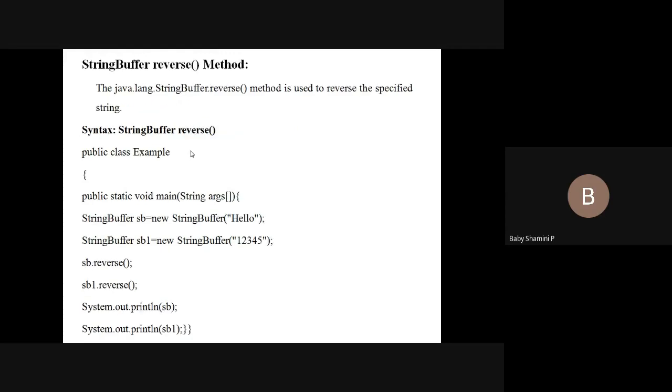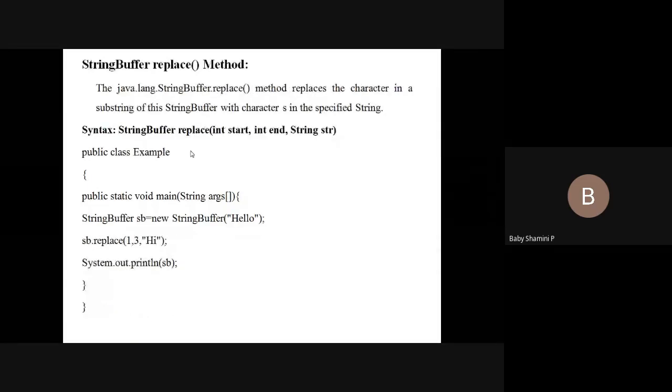Next one is the reverse operation. If you want to perform a reverse operation, directly give the object name dot reverse of. It prints the statement in reverse order. Next one is the replace method. If you want to replace a string within the existing string, we go for sb.replace of. We must give the starting index, the ending index, and a string. In this way we can replace the string.